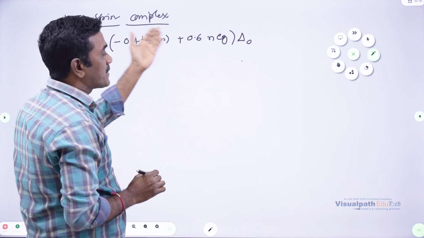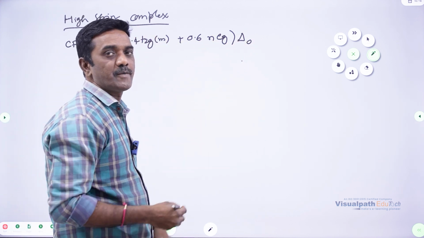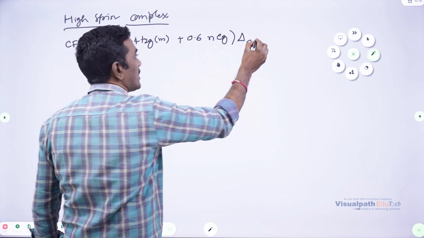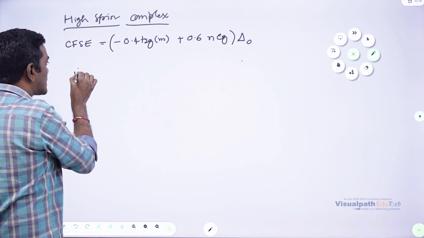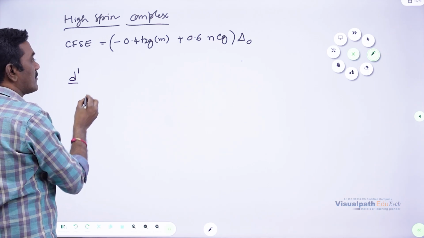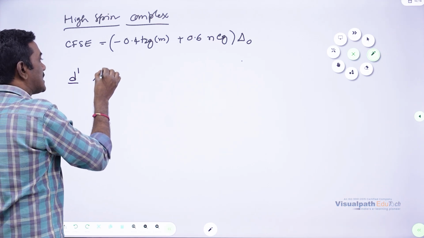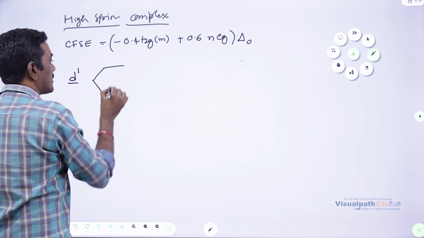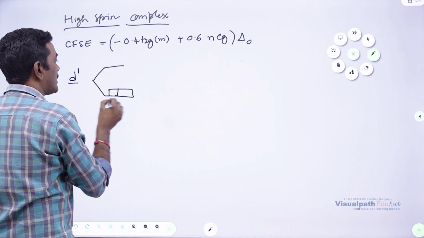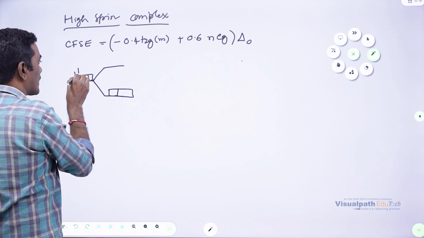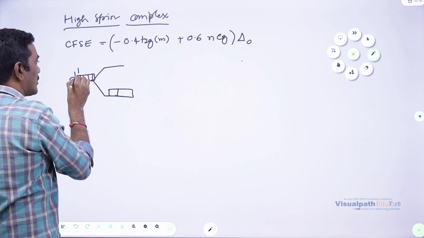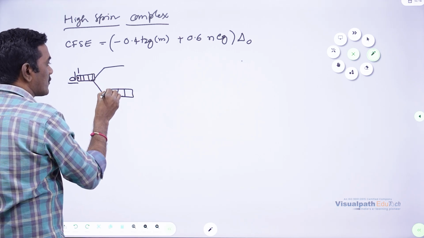And for high spin complex, there is no need to consider any pairing energy, because the pairing energy from both will get cancelled. Let us calculate this for d1. For d1, obviously the electron is going to fill here. Even before splitting, where is the electron going to fill? It is going to fill here only, and after splitting also it is going to fill here only.